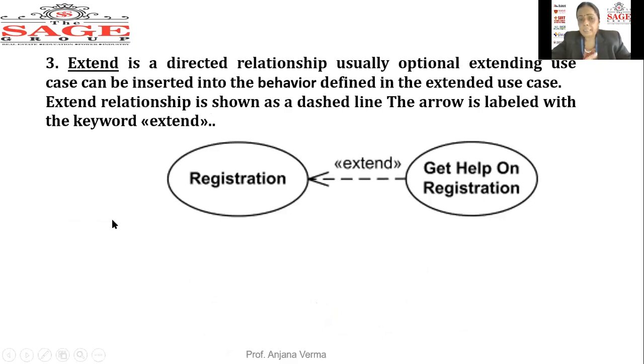Now another thing which is included in the use case diagram is a directed relationship, which is the extend relationship. It is totally optional. If you require any type of help or anything which extends that particular use case. Here registration is a use case, and if you want help, you can take it and it will be shown by the dashed arrow which points to the main use case, and on the dashed line you label it as extend.